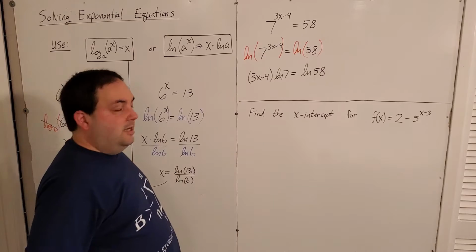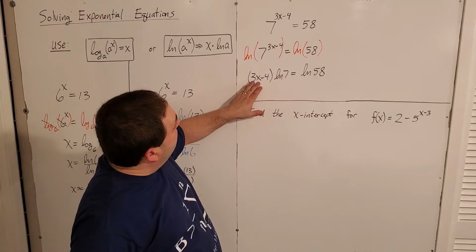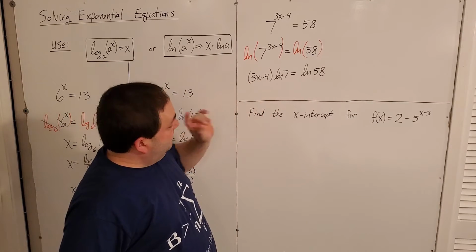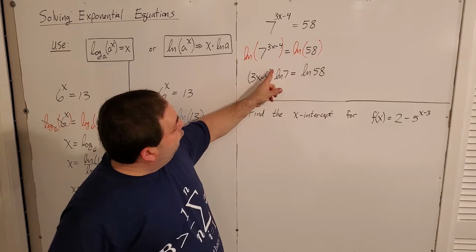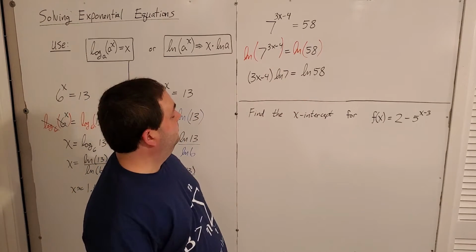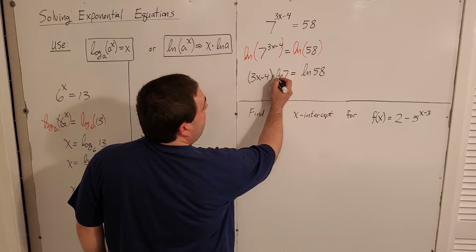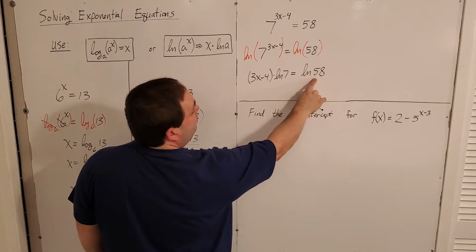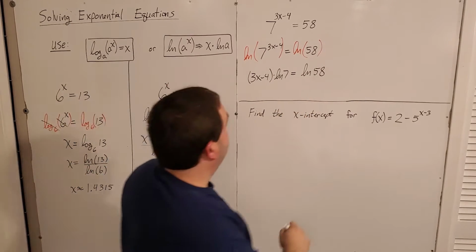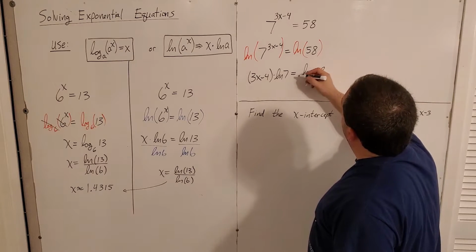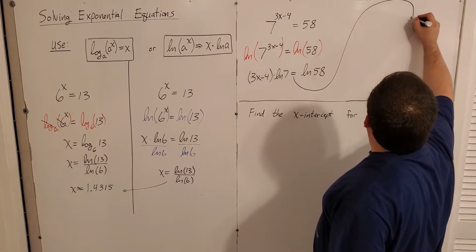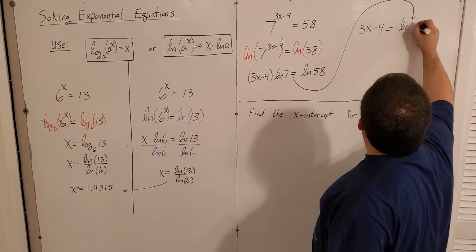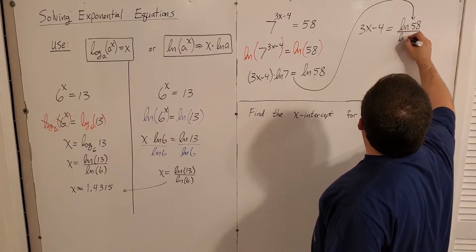Now in some cases, when you have a number multiplied by a parentheses, they prefer you to distribute it. In this case, it's actually okay to just go ahead and get rid of the ln 7 to the other side, right? In this case, since this is a multiplication and there's no x's in the ln 7, I'm simply going to divide both sides by that ln 7. So that what I end up with is 3x minus 4 is equal to the ln of 58 divided by the ln of 7.